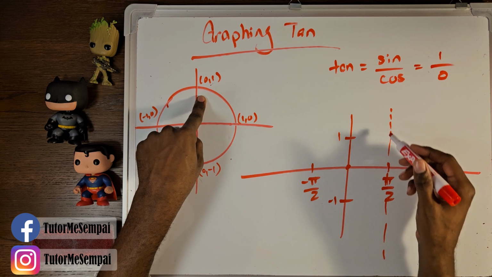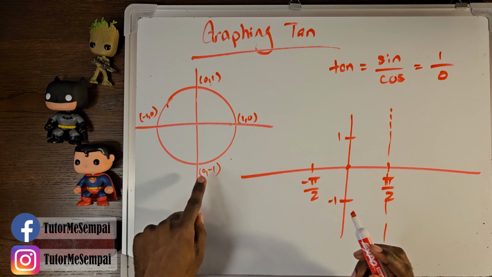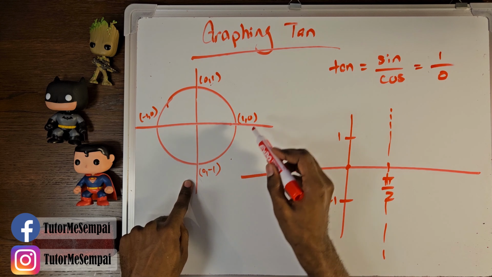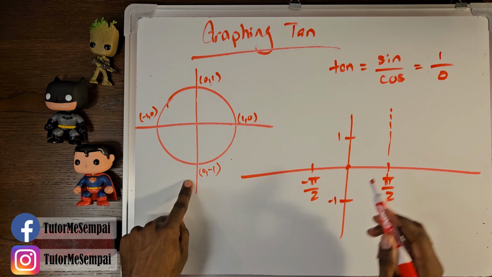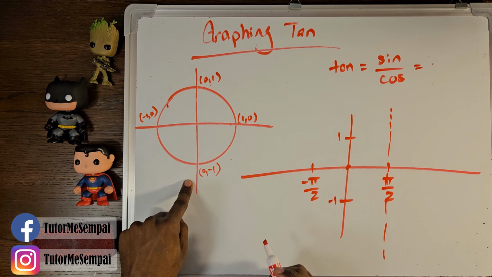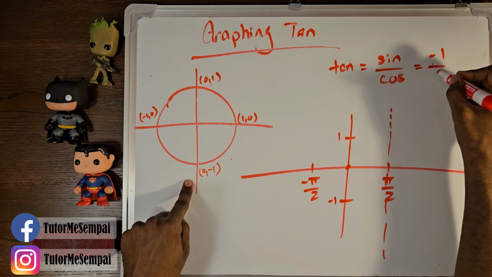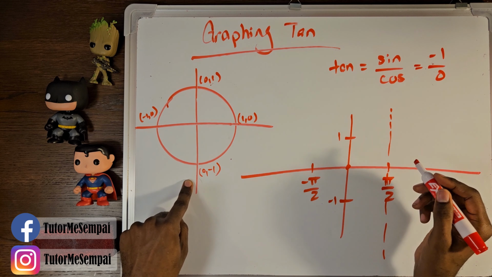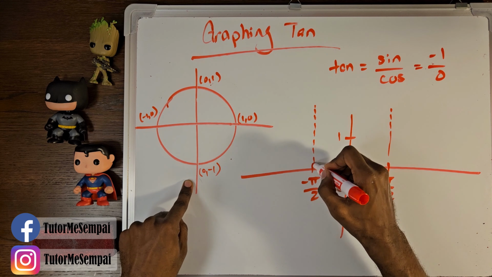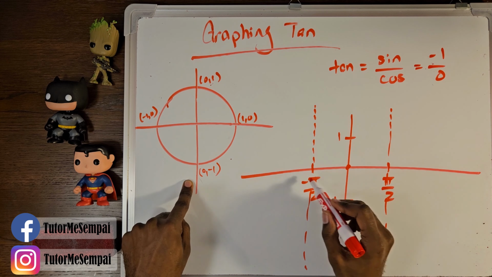Since we didn't have an actual value here, let's look at the other value I put here. Going from 0 back this way is going to give us a negative pi over 2. So what is our tangent of this negative pi over 2? Well, it's going to be -1 over 0. What is that going to be? Undefined as well. So we have another asymptote here. So we have 0 and we have 2 asymptotes.